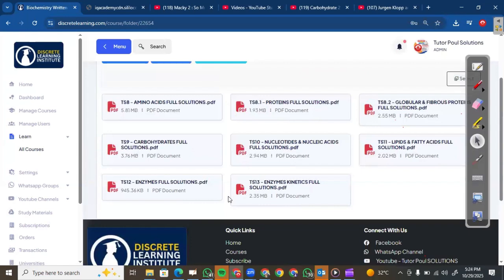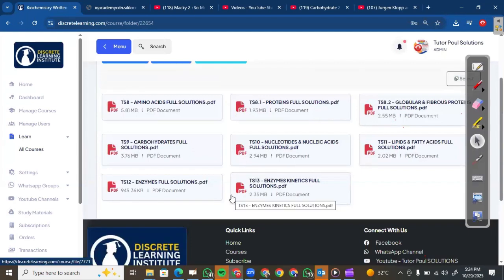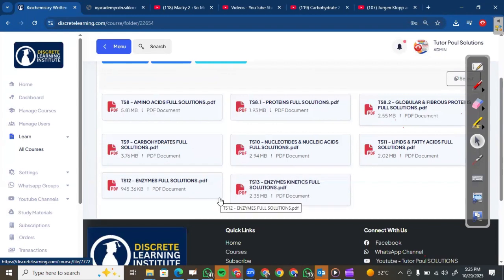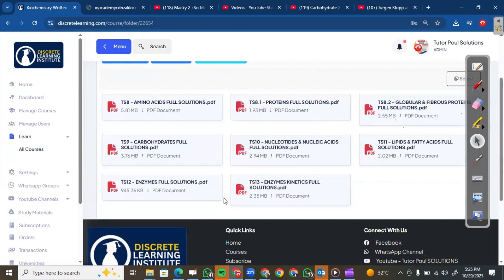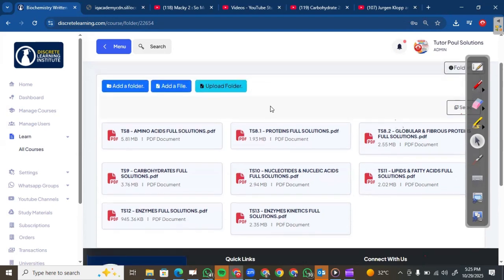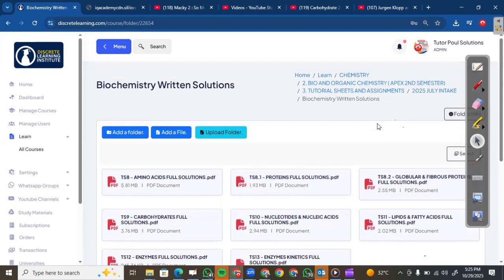The good part is that if you have an Android phone, and very soon we're extending it to the iPhone, you can download our mobile app from the Play Store. Just search Discrete Learning Institute on the Play Store and the mobile app will come. When you install that app, you're allowed to download the materials, the PDFs, and the videos, and you can view them offline without using any data. That's the advantage there. So these are the tutorial sheets and the written solutions if you want them.